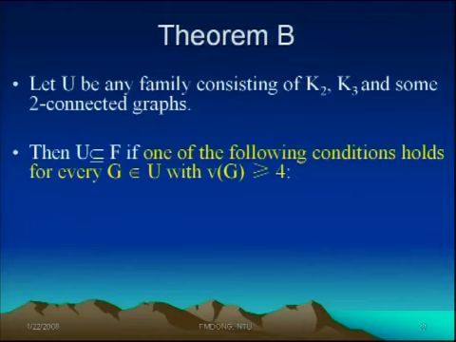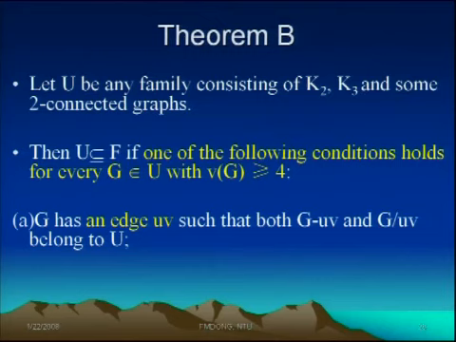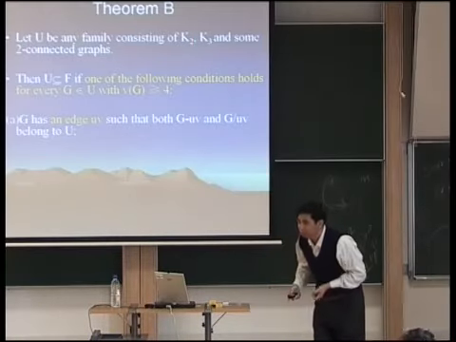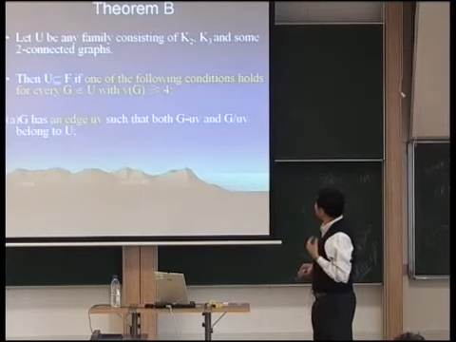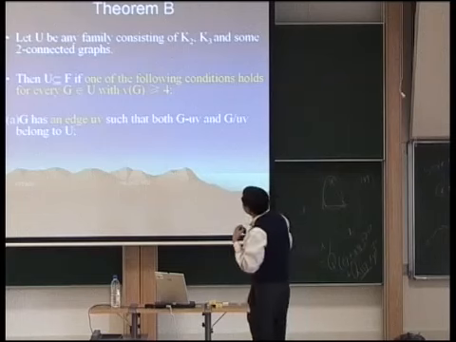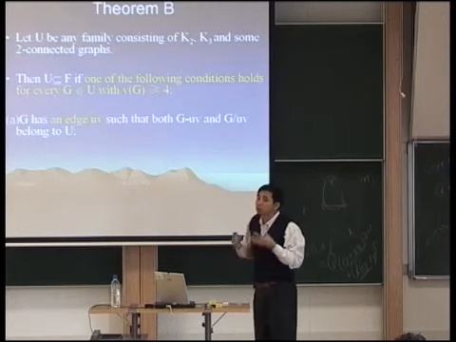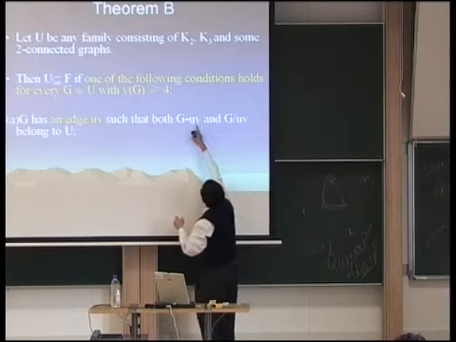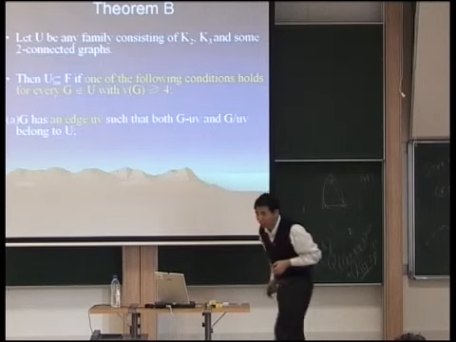Now I form this result. Then the whole family is a subset of F if one of the following conditions holds for every graph G of order at least 4. The first one is G must have one edge UV such that G minus UV and G contract UV both belong to the family U. Why do you need to use this condition? Because you are doing induction. Now suppose smaller graphs already belong to F. I mean these two, once they belong to U, it means they also belong to F.